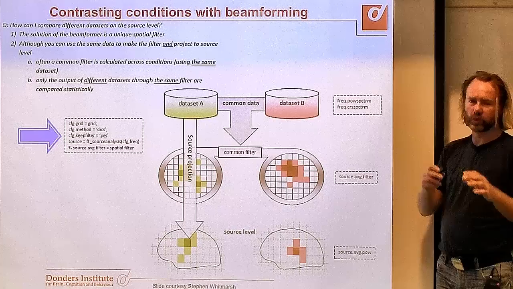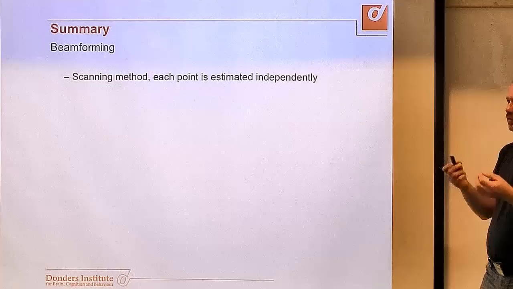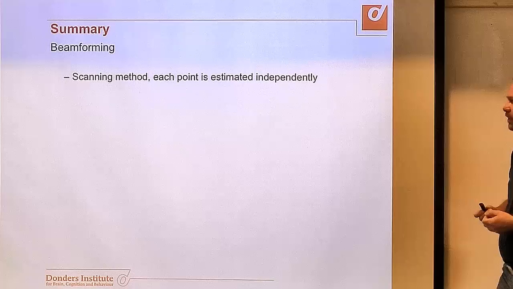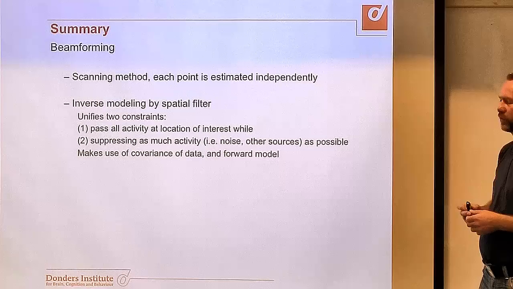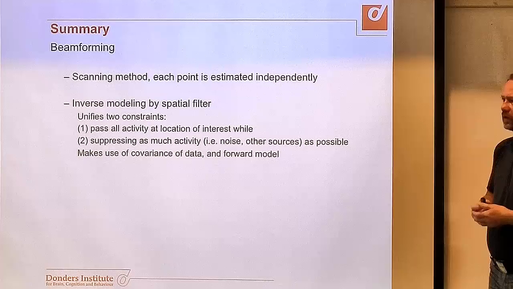So to summarize, beamforming is a scanning method. We scan the whole brain, and at each point we do an independent estimate of the spatial filter, an independent estimate of the time series. Inverse modeling by a spatial filter unifies two constraints. The unit gain constraint is to pass all activity at the location of interest, while the second constraint, the minimum variance constraint, is to suppress as much activity as possible.